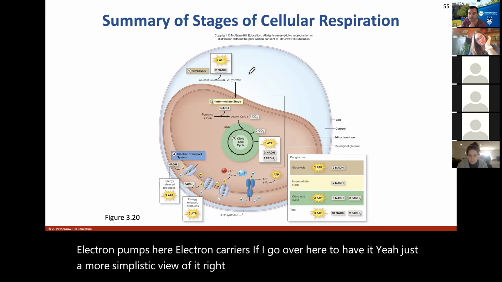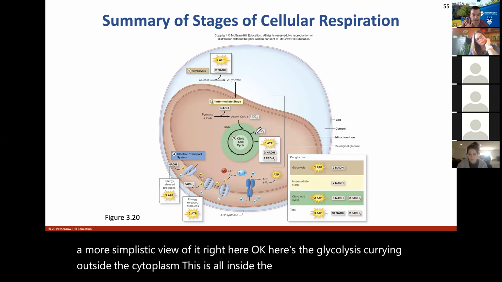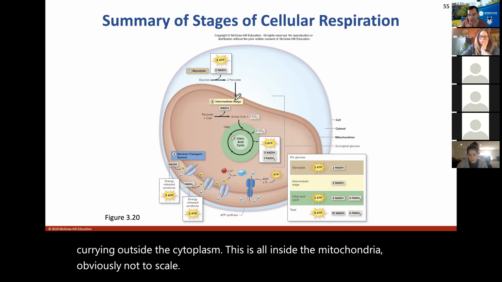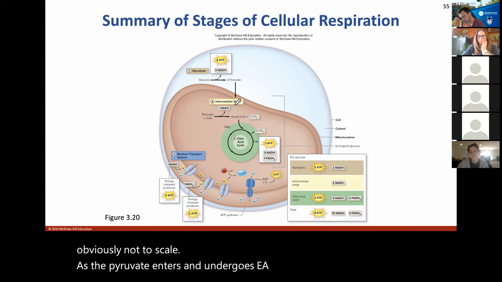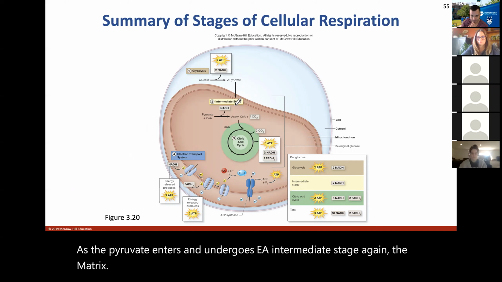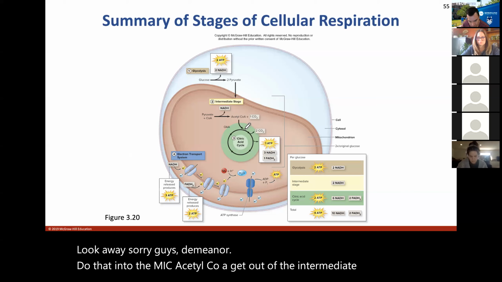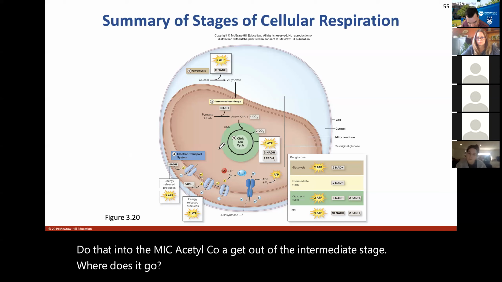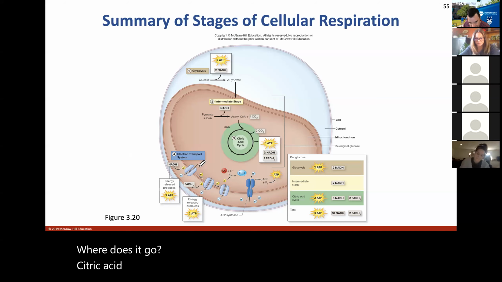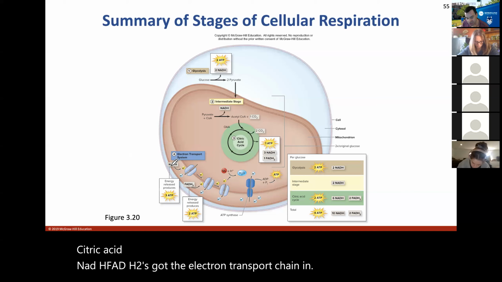Okay. Here's the glycolysis occurring outside in the cytoplasm. This is all inside the mitochondria, obviously not to scale. As the pyruvate enters, it undergoes the intermediate stage. Again, the matrix. Acetyl-CoA. Sorry, guys. Didn't mean to do that into the mic. Acetyl-CoA, get out of the intermediate stage. Where does it go? Citric acid cycle. Go in here. NADH, FADH2s, go to the electron transport chain, and NADH comes here and drops off those electrons.